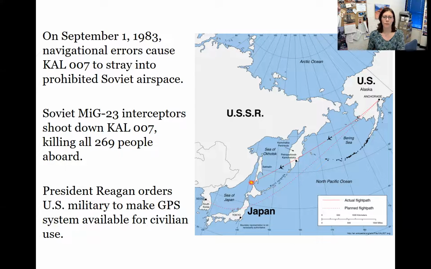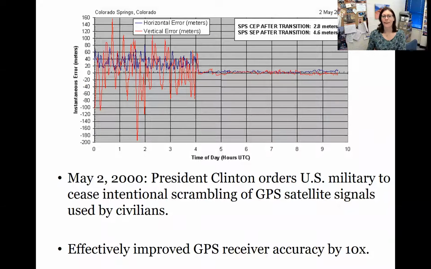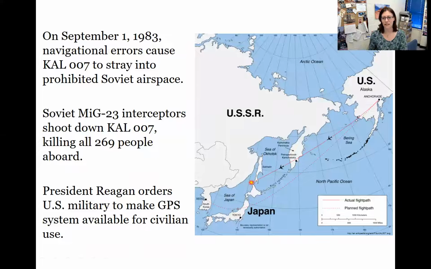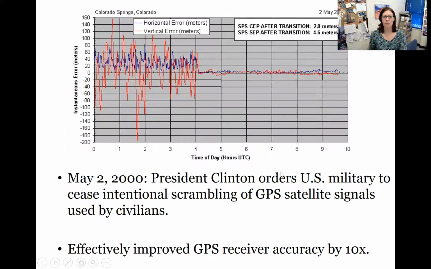And so at that point, President Reagan said, all right, we need to make sure that this technology is now available to civilians and to private use because we have the technology to ensure that this doesn't happen. Although the military still didn't make GPS easily usable by the general public for another couple of decades. Even though they made it so that this type of error would never happen again, they still scrambled the signals a little bit, such that you would get an error of tens of meters or more away from where you actually were.